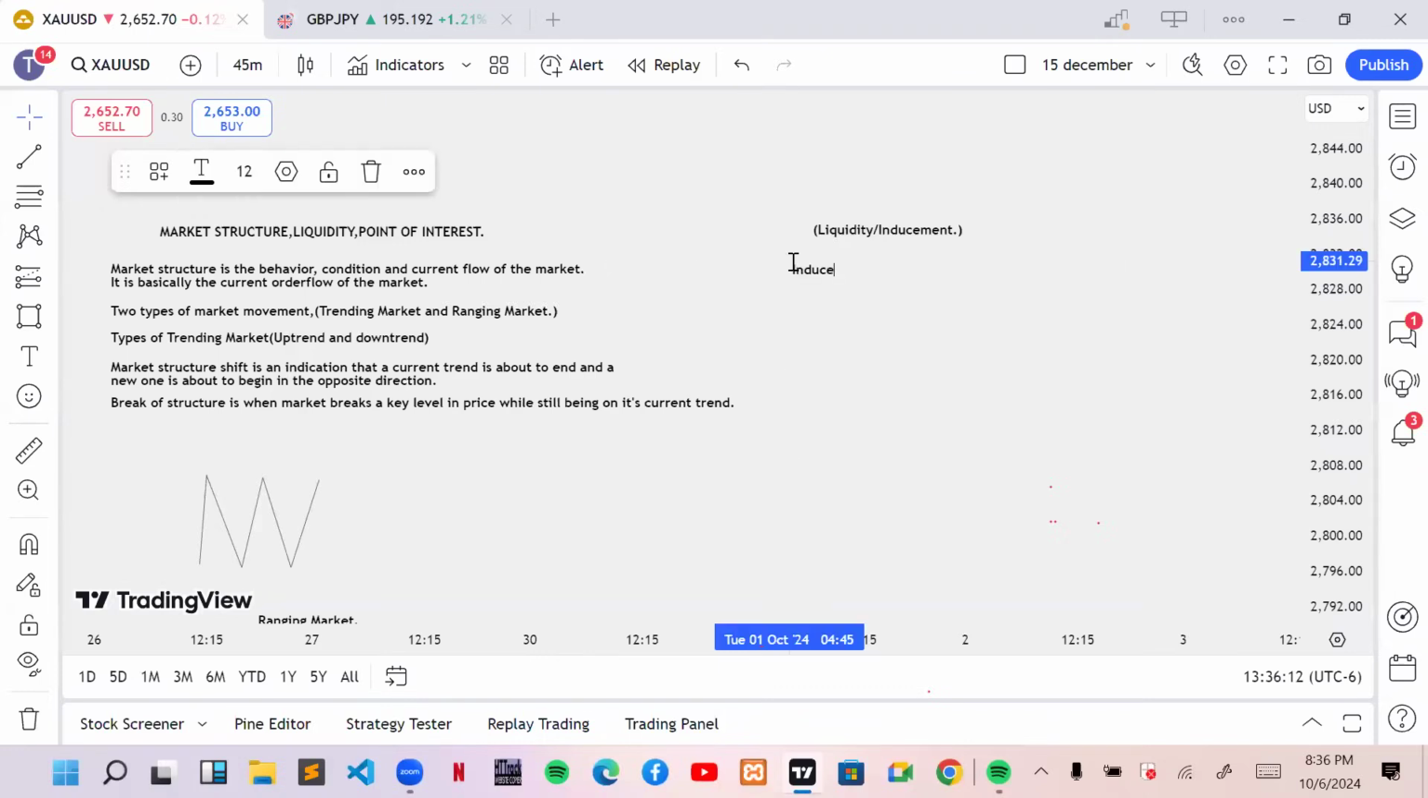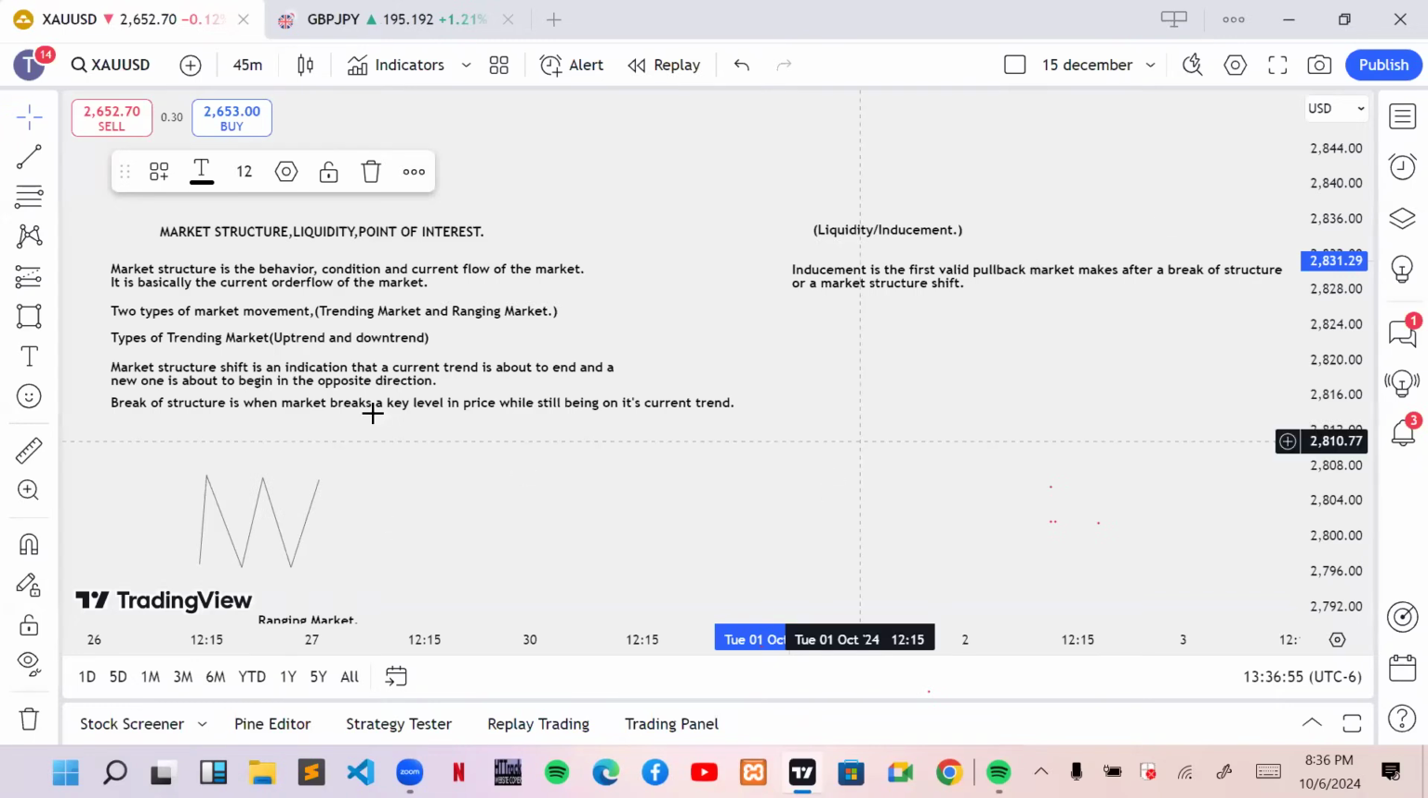So inducement is the first valid pullback market makes. That is what my inducement is. Inducement is the first valid pullback market makes after a break of structure or a market structure shift.